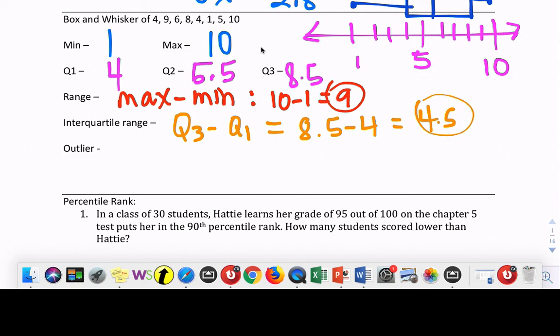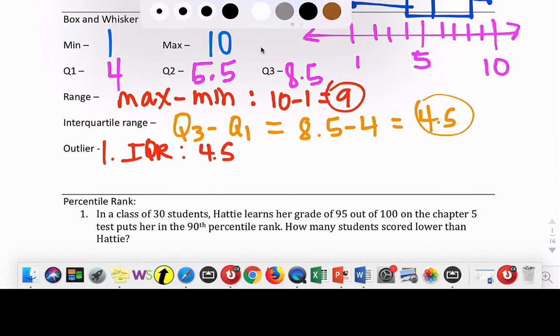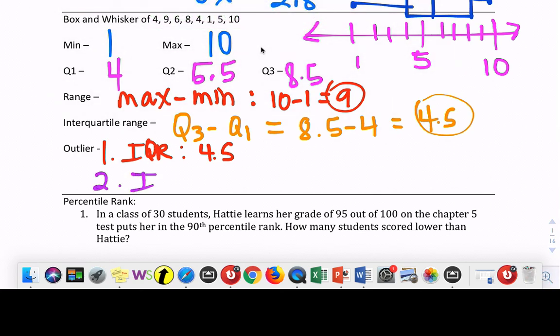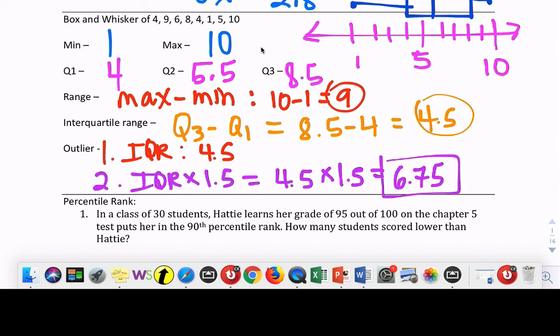We're going to use the interquartile range to find if there's any outliers mathematically. The first step is to find the interquartile range, which is 4.5, so I'm going to write that down. The second step, we take our interquartile range, whatever it is, and we always multiply it by 1.5. In this case, it's 4.5 times 1.5, and if we do that, we get 6.75. This is what I call our magic number. It's going to help us find the fences.